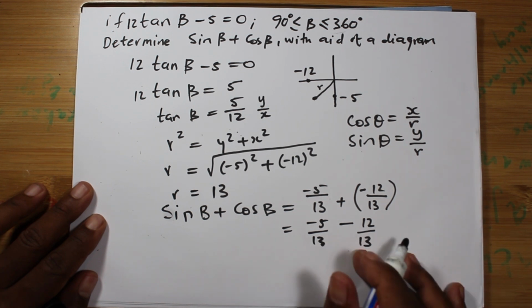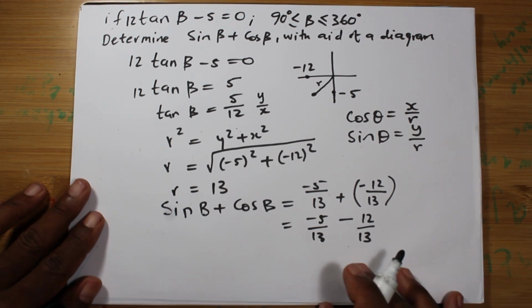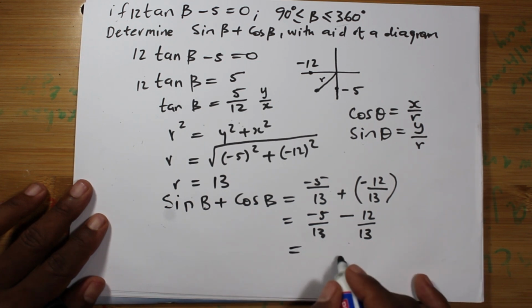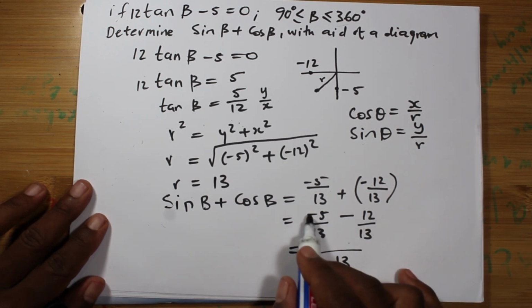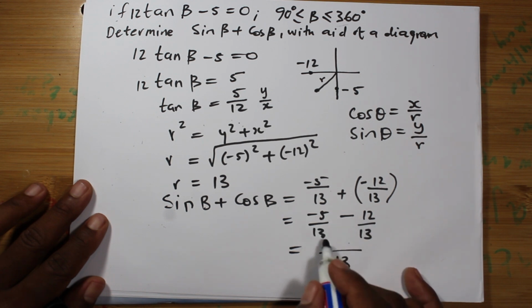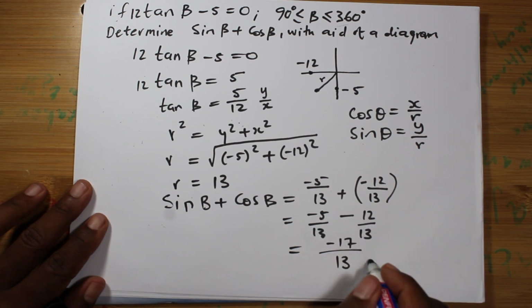Now 13 is common here, so we are okay. We can live. We don't have to be extravagant. So this would simply be minus 5 minus 12, which is minus 17 over 13. We can leave it at that.